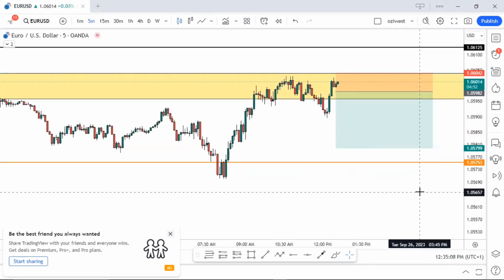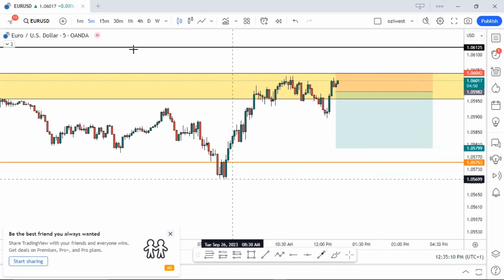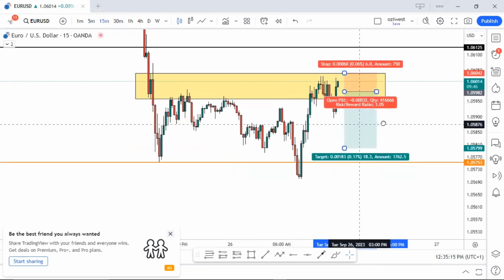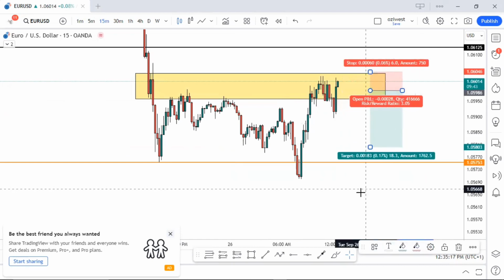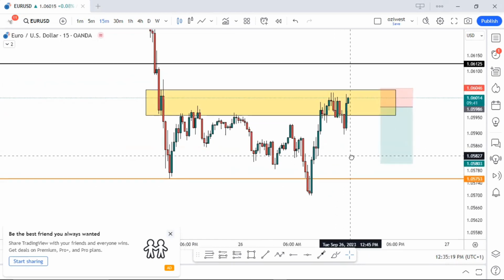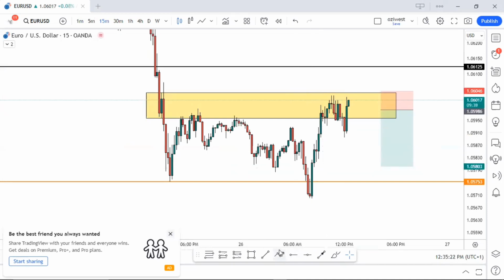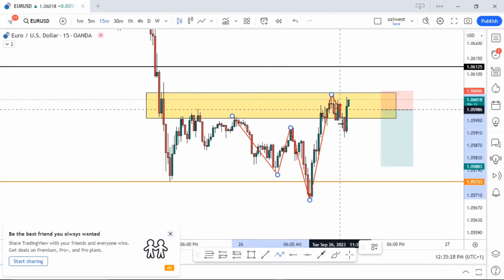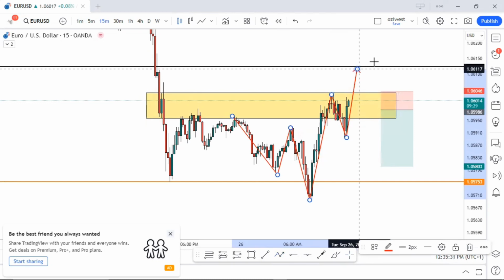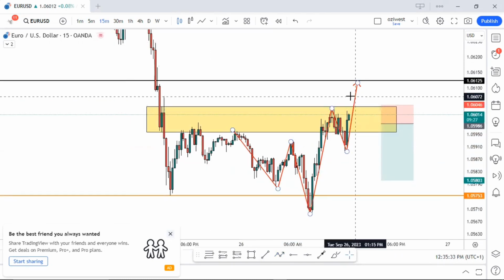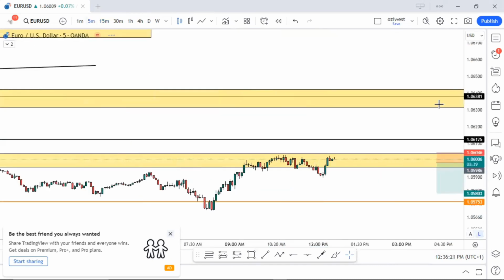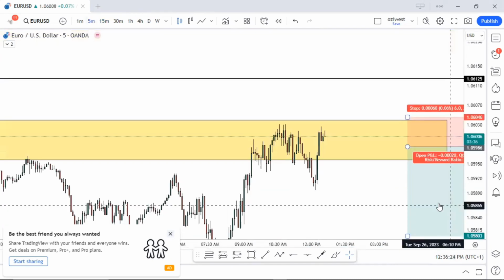Okay, it didn't close with a bearish engulfing candlestick. I'm still watching. Price might probably do this. Push upwards. It's still reacting to this resistance here.